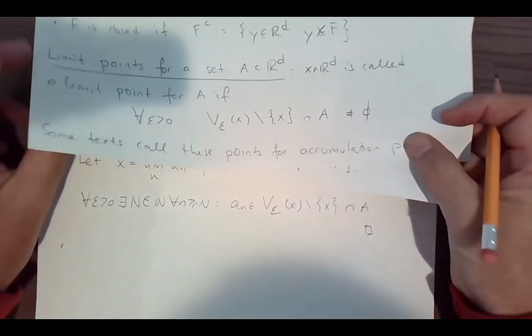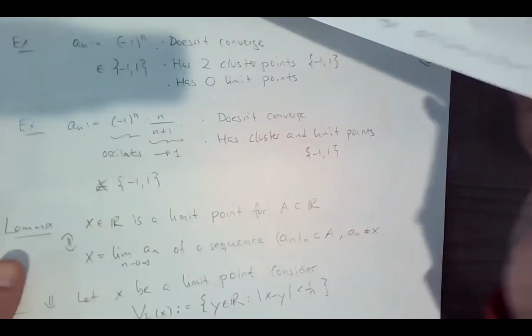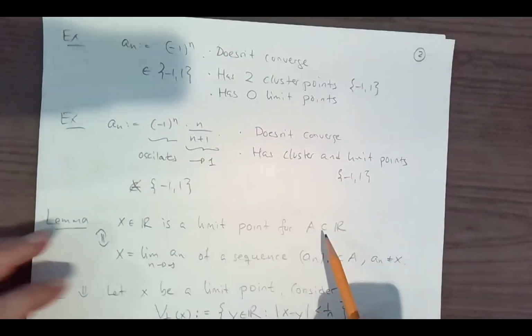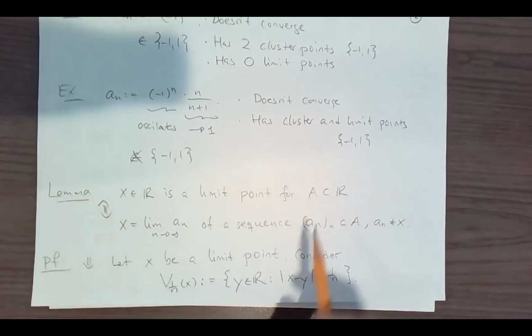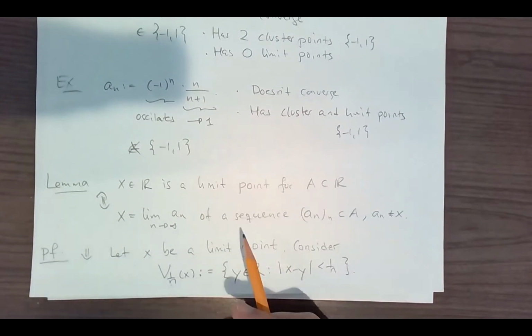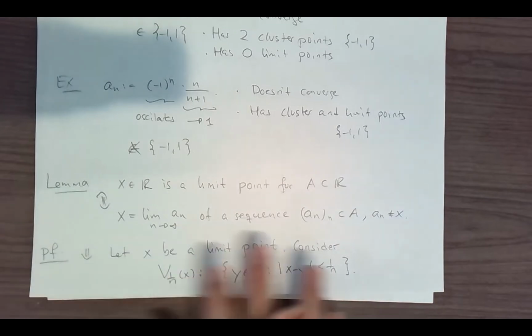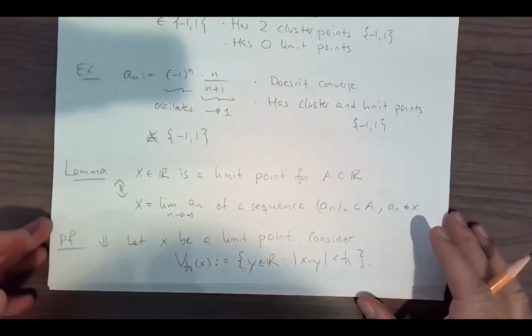So it's an equivalent characterization of what it means to be a limit point. It simply says that if I take a set, then the limit points associated with that set can be realized through sequences. And so let's try to look at some examples. Do we have any questions about the proof?